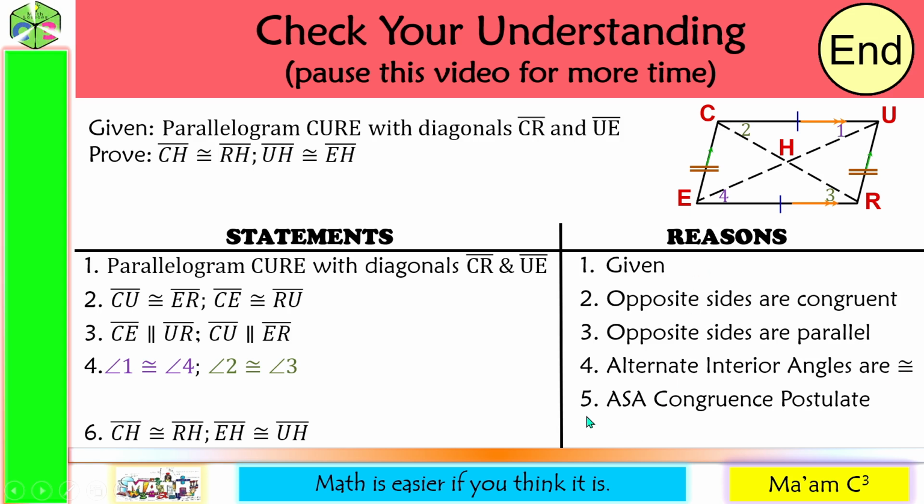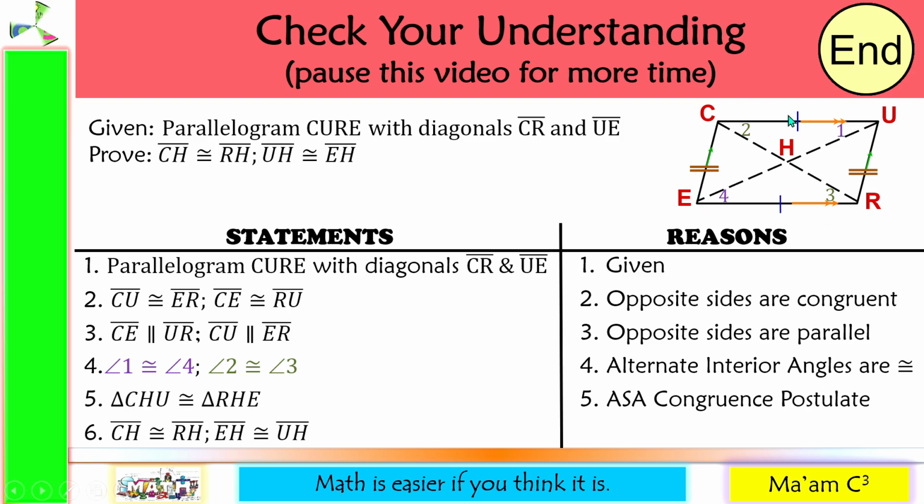Next reason is the angle-side-angle congruence postulate. So let us examine which triangle this reason is referring to. So we have angle, side, angle; angle, side, angle. It means triangle CHU is congruent with triangle RHE. Again, CHU congruent with RHE.